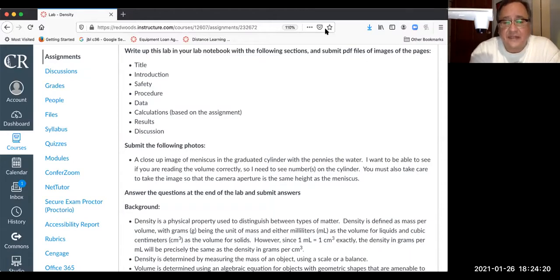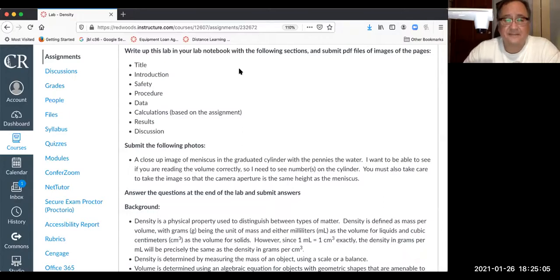The next section is safety. And if you read through this whole lab, you won't find a darn thing about safety. But if you read the procedure, it says use a graduated cylinder, use a penny, use water. So in my mind, there are no safety issues because you're using things that are harmless: water, pennies, dimes, graduated cylinder, or balance. That doesn't mean you don't have a safety section. It means you do have a safety section, but you write that there are no safety issues for this lab. And that's it.